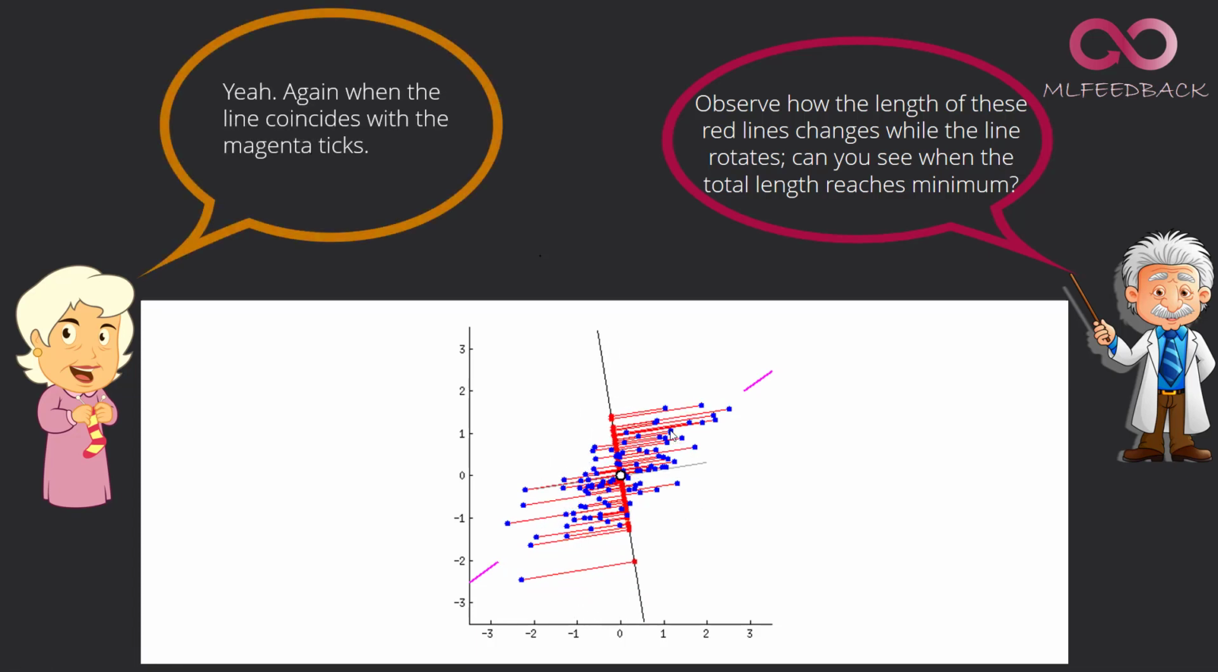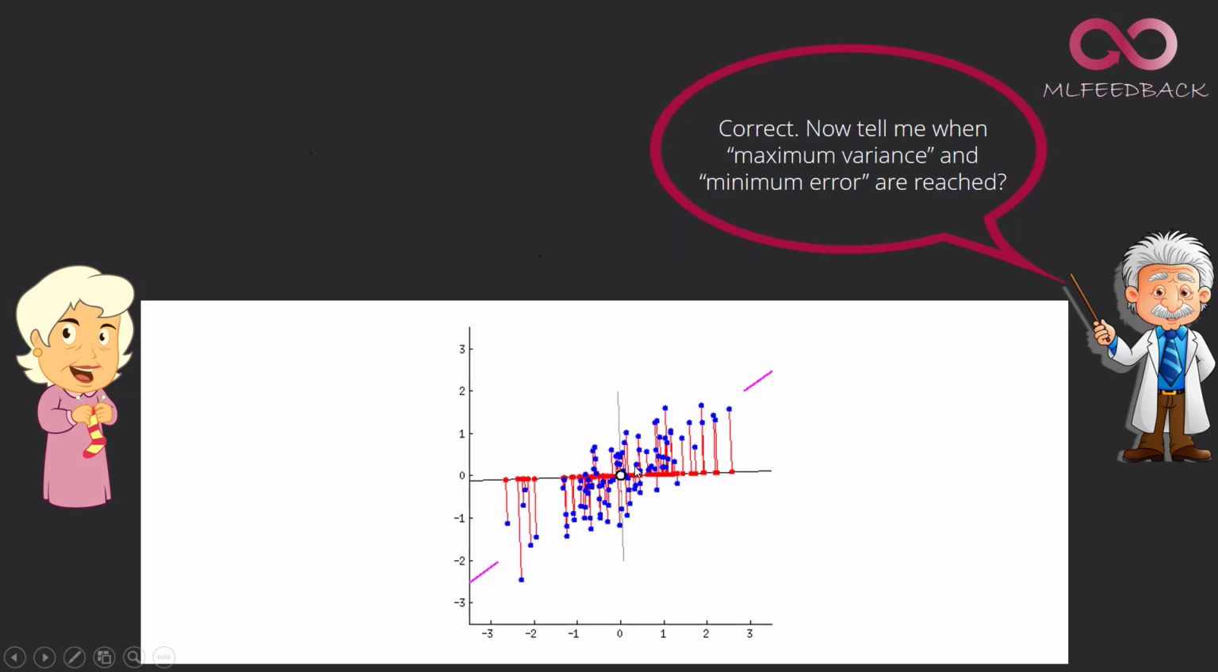Again, when the line coincides with the magenta ticks, that's when the total length of these red lines is minimal, which is nothing but we are saying the reconstruction error is minimum at the same point when the new attribute explains the maximum variance in the dataset. You see that when this line is now coinciding with the magenta ticks, the spread of these red dots is maximum and the length of this reconstruction error is minimum.